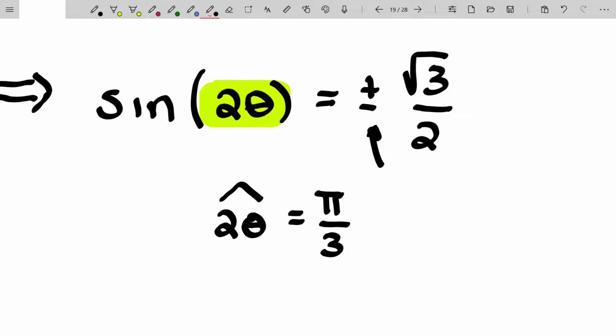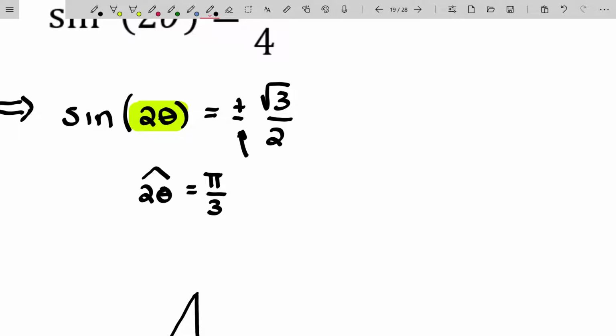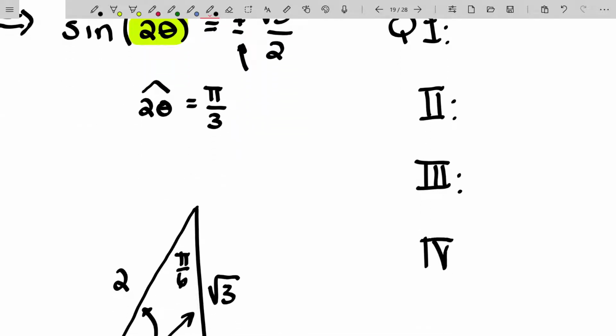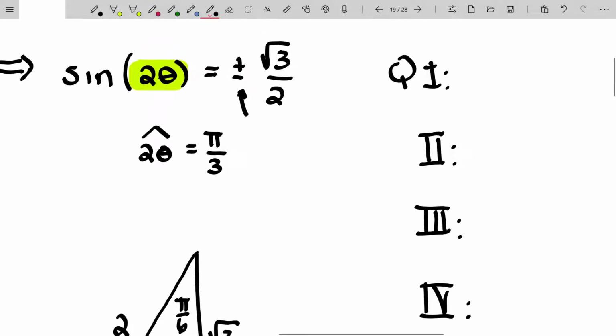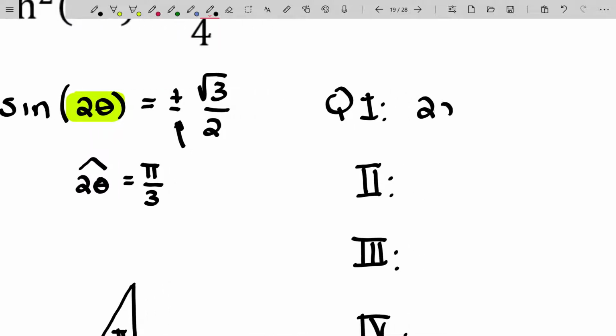Now you ask yourself, where is the sine positive, and where is the sine negative? Well, that's all 4 quadrants, right? Quadrants 1 and 2 is where it's positive, and 3 and 4 is where it's negative. So it really is almost the same stuff we have been doing. Quadrants 1, 2, 3, and then 4.